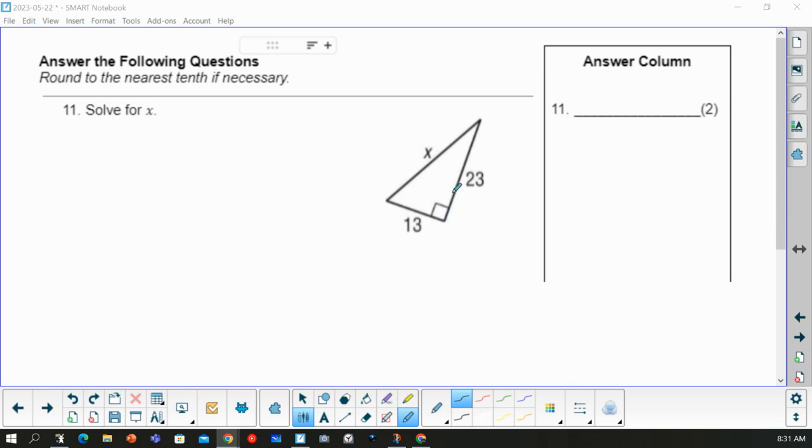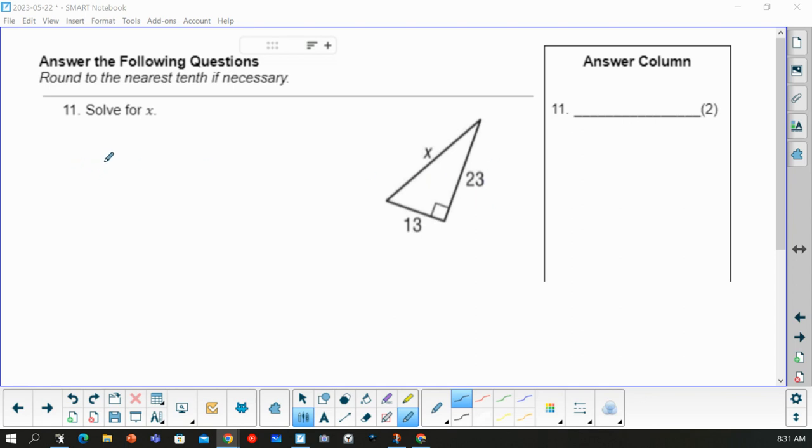In this triangle, it's a right triangle. We can see this right angle right here. It's a right triangle, and this right angle is opposite this x, which means x is the hypotenuse of this right triangle. These two sides are the two legs. Since I have two sides, I don't have any angles other than the right angle.